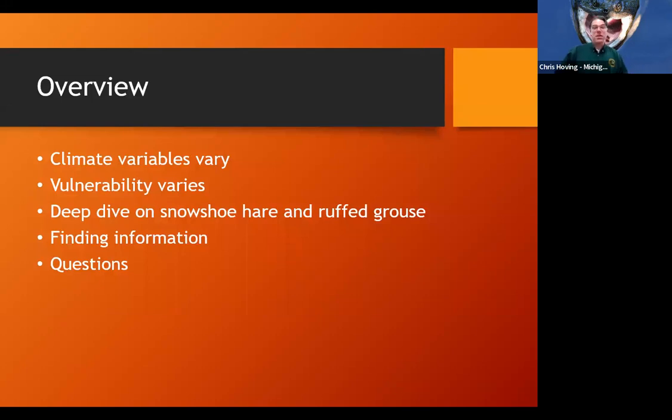So overview, what we're going to be talking about. I'm going to start with talking about climate variables and how variable climate change variables really are. Then I'm going to talk about vulnerability and how it varies. So a lot of alliteration going on here, a lot of V's, but the idea is there's a lot of different ways that these two things can interact. We'll take a deep dive on snowshoe hare and ruffed grouse. So after we talk about it theoretically, we'll focus in on those two species as examples. And then I'll give a little more information on finding species-specific information and some ideas on that. And then I'll open it up to questions.